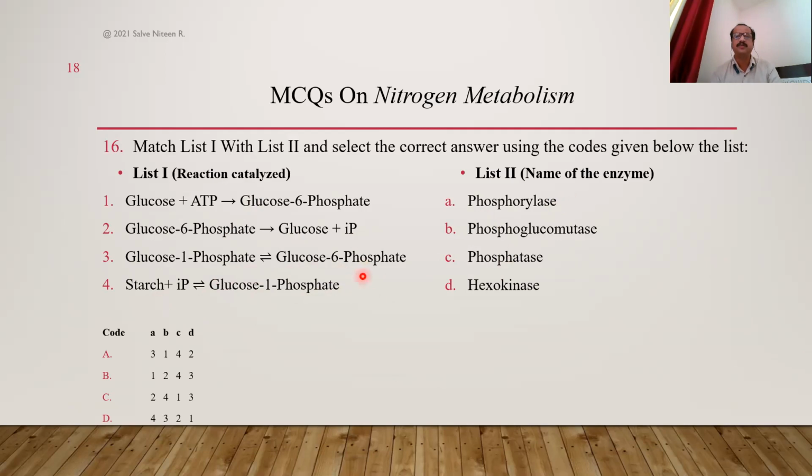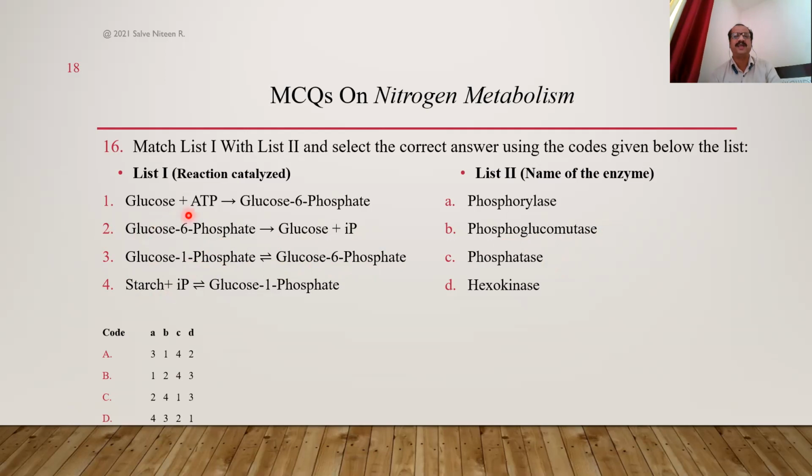This is just an isomerization reaction, where the phosphate group attached to one carbon of glucose is transferred to the 6 carbon position. So this is an isomerization reaction, glucose 1-phosphate to glucose 6-phosphate. This is also a reversible reaction, and it is catalyzed by the enzyme phosphoglucomutase. Whereas glucose 6-phosphate is hydrolyzed into glucose and inorganic phosphate, and this hydrolytic enzyme is called phosphatase.